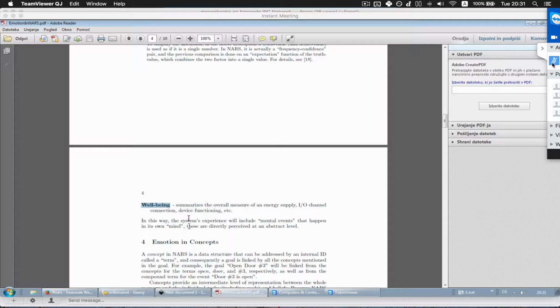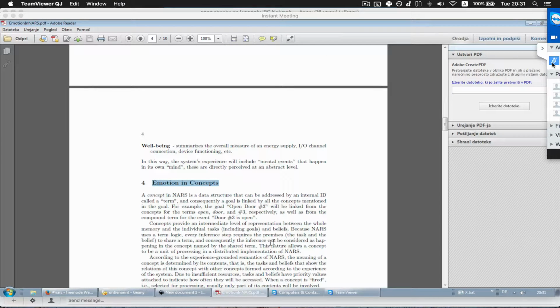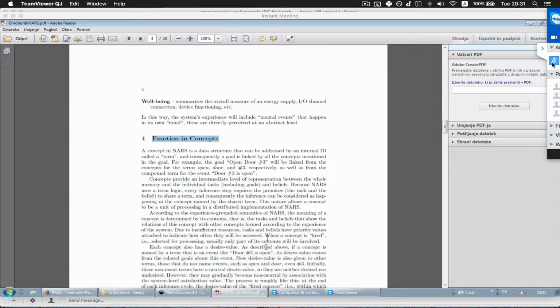And the next thing is emotion and concepts. This is a bit of an issue because for a concept which contains statements, it isn't an issue because there we have the desire value. But if we look at a concept like cat, only that which is only named by the term cat, then it's a bit of a challenge.